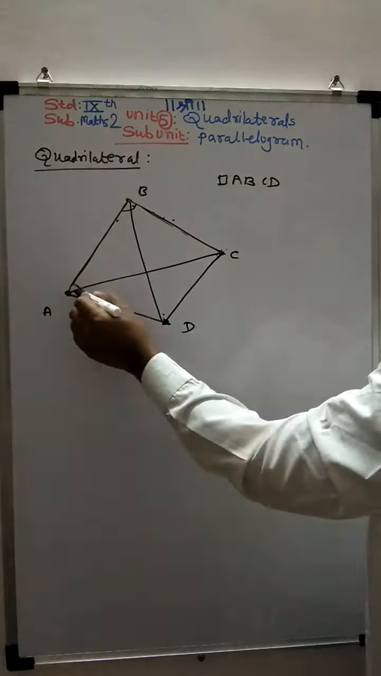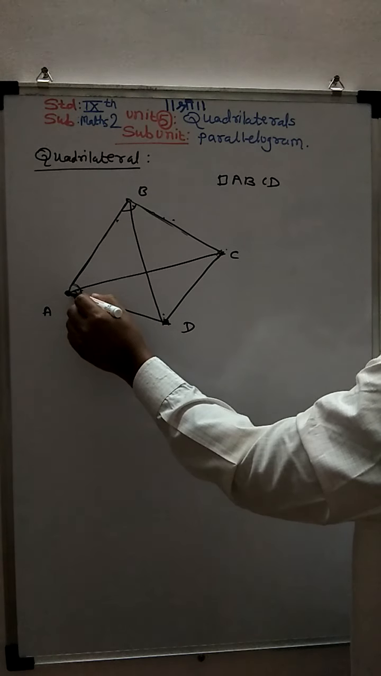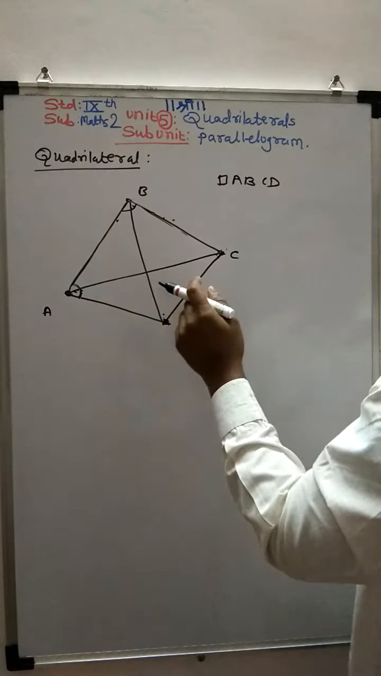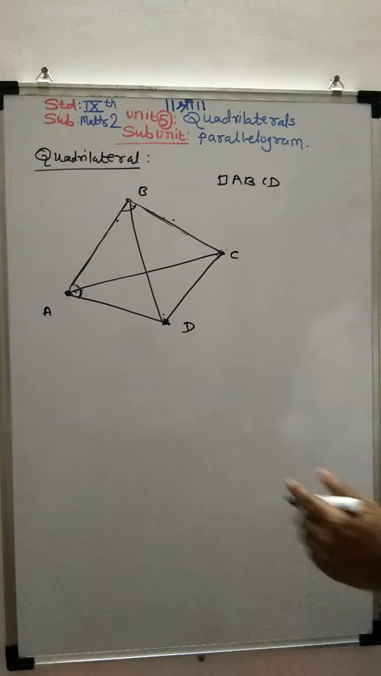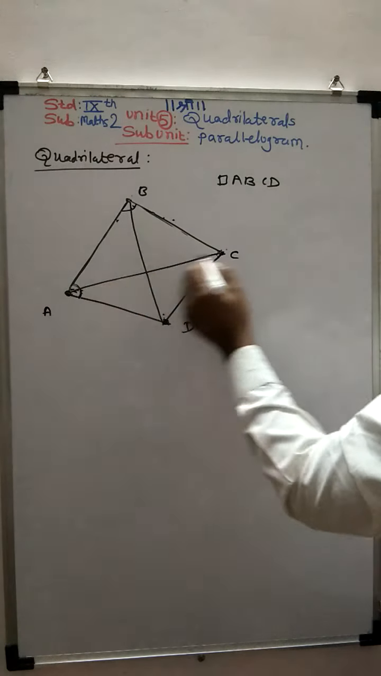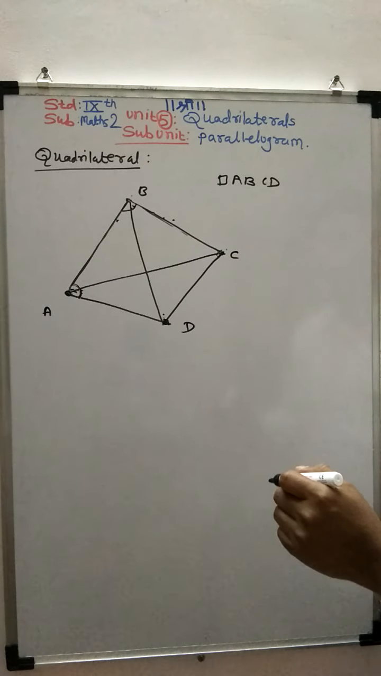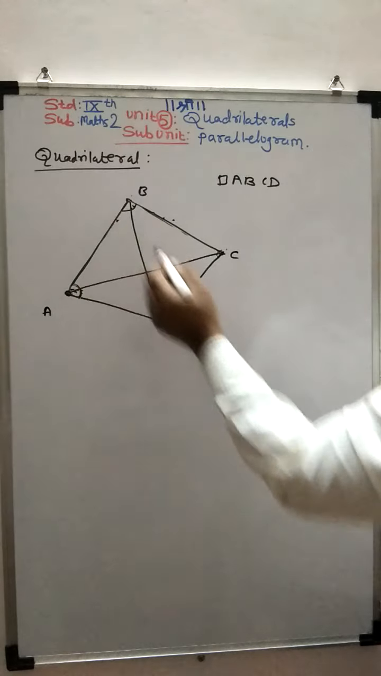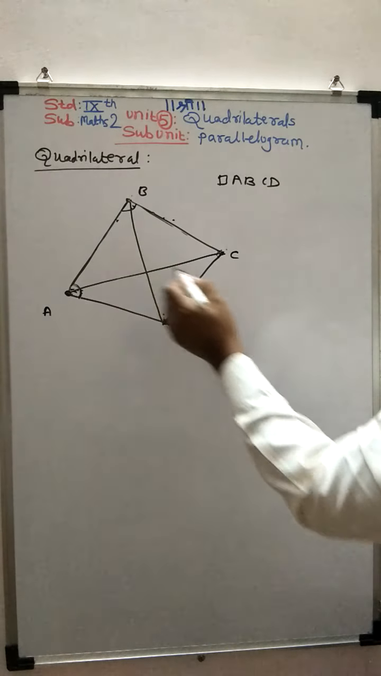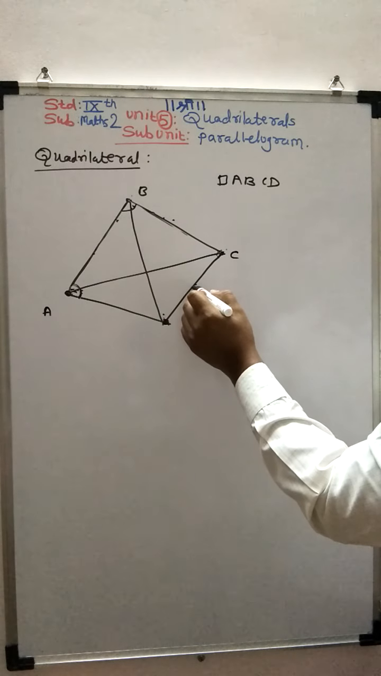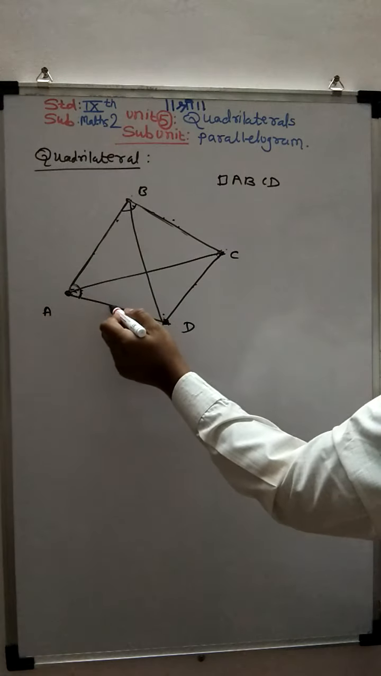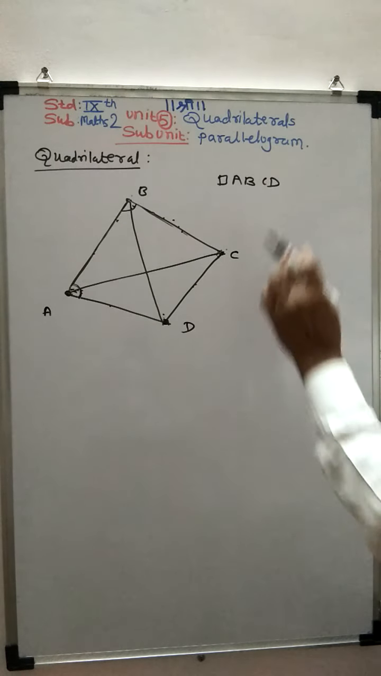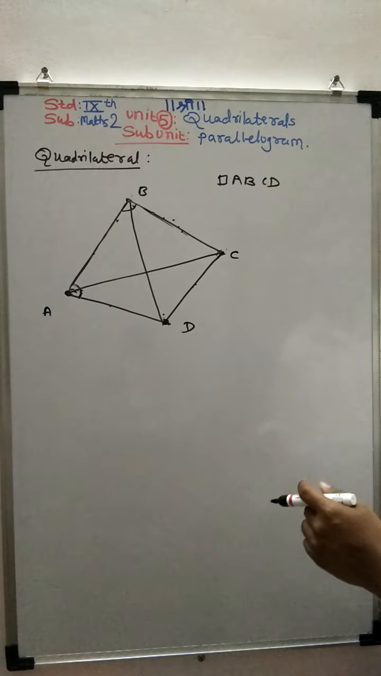Angle A and angle C are opposite angles. Angle B and angle D are opposite angles. There are 2 pairs of opposite angles. BD and AC are called the diagonals of quadrilateral ABCD. Side AB and side CD are opposite sides. Side BC and side AD is another pair of opposite sides. These are the elements of quadrilateral ABCD.